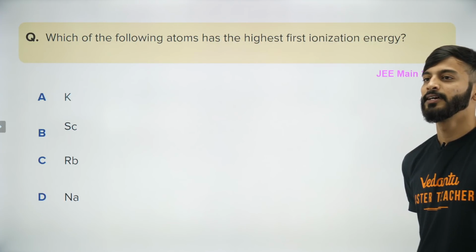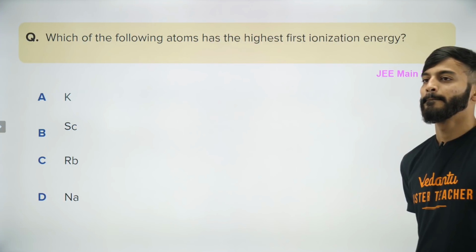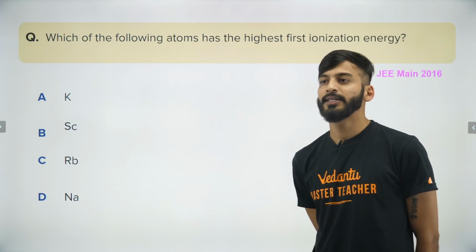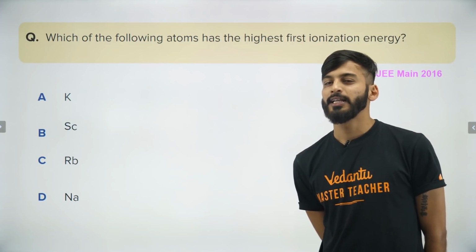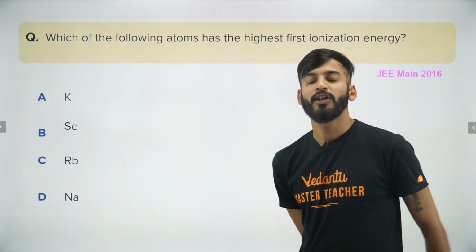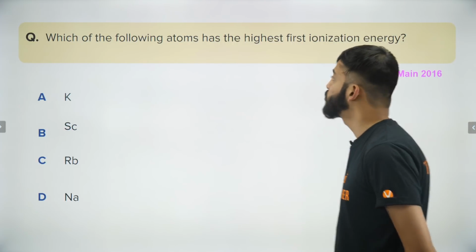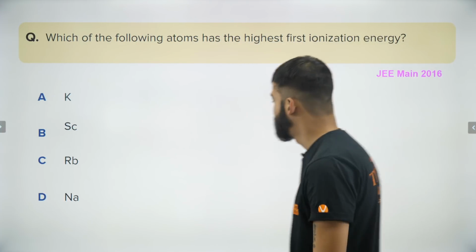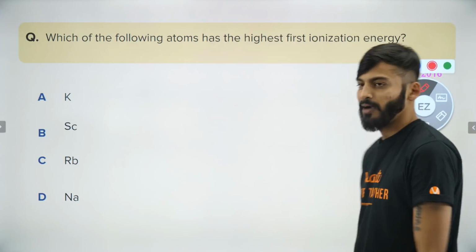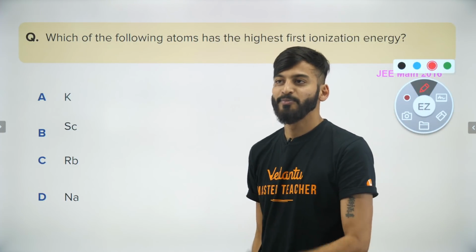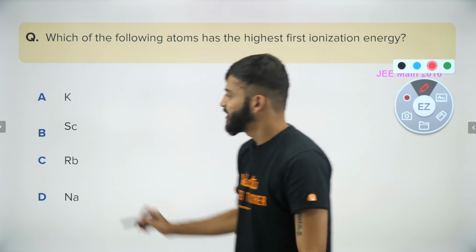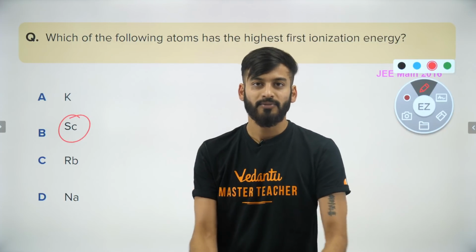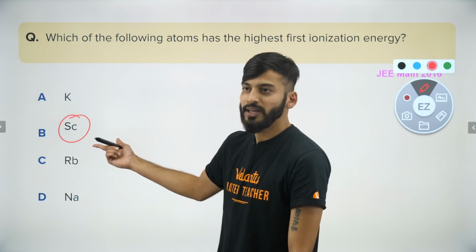All these metals are alkali metals, or group 1 and group 2, and will all have low ionization energy. Which of the following atoms has the highest first ionization energy? Can you see the odd one out here? What is the odd one out? Very easy question. Absolutely right, Kritika. Look, here Scandium is the odd one out. So you can also find your answer by looking at what is odd. Scandium is there, otherwise all are the others.